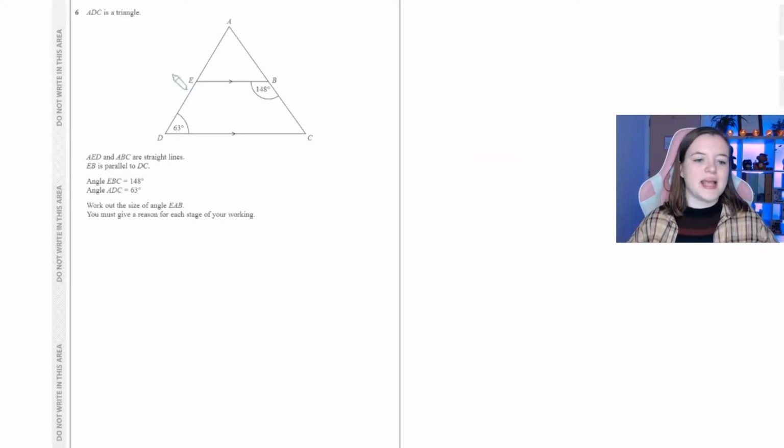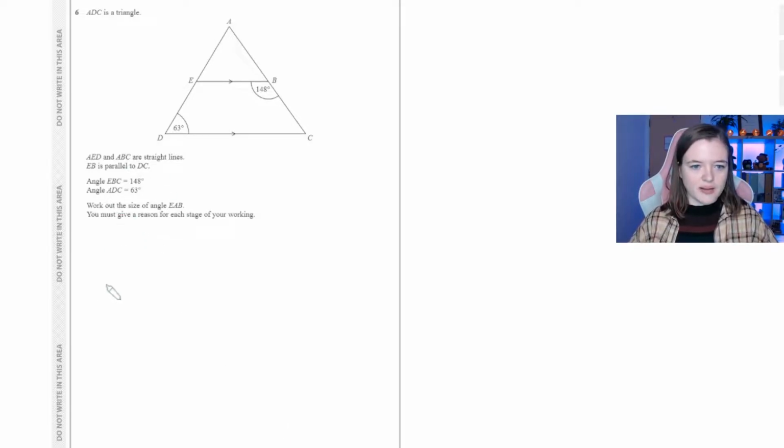Question 6. ADC is a triangle. AED and ABC are straight lines. EB is parallel to DC. Angle EBC is 148. That's that one there. Angle ADC is 63. That's that one there. Work out the size of angle EAB. You must give reasons for each stage of your working. 5 marks. It's going to be quite a hefty bit of working.